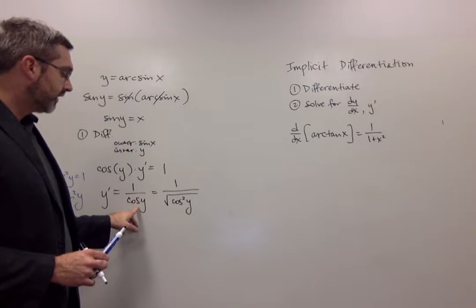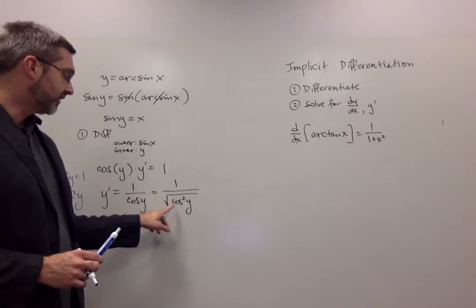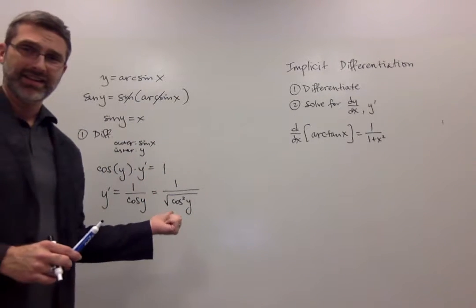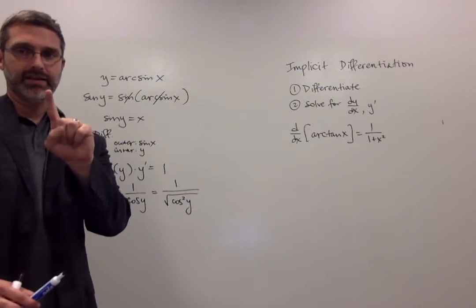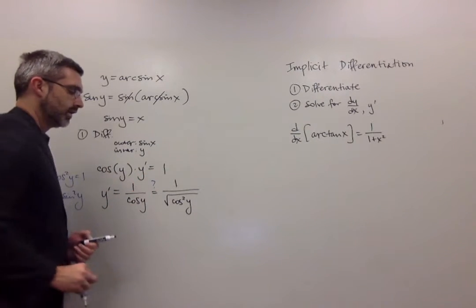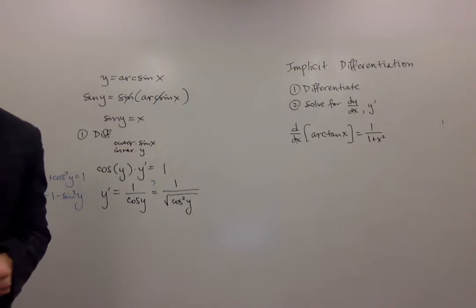Now, you should almost immediately be asking the question, well, what if cosine of y was negative? If I square it and take the square root, I'm actually going to get the absolute value. I'm not going to get the original thing back. I'll deal with that in just a second. So I'm going to put a little question mark there right now. We'll come back to that.